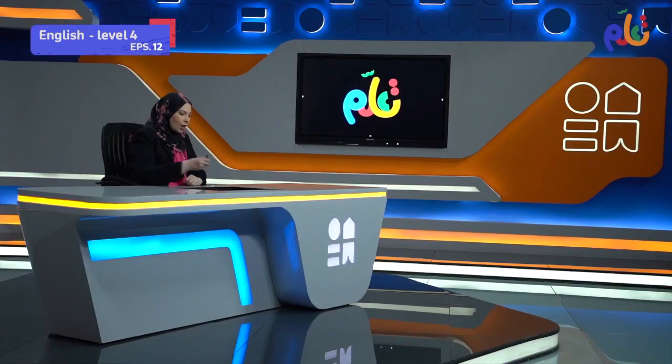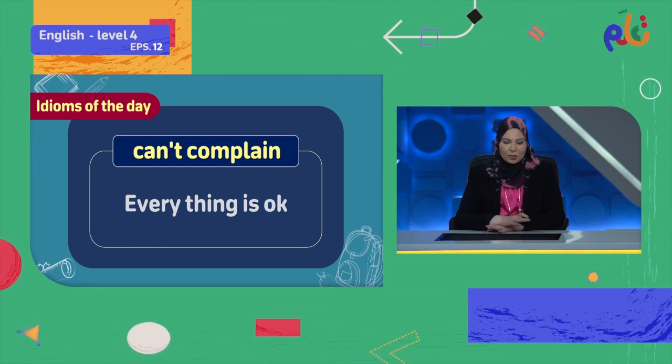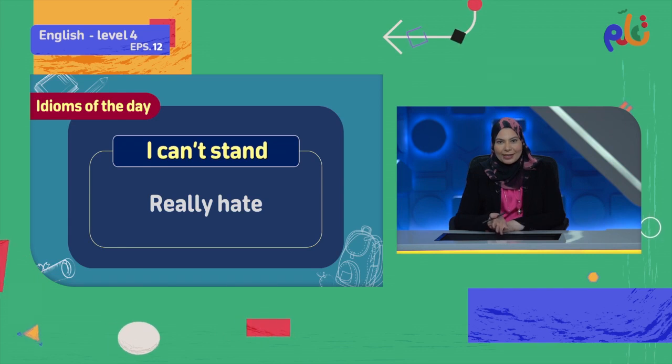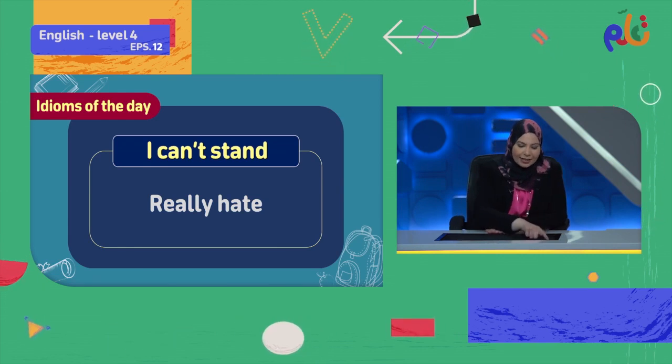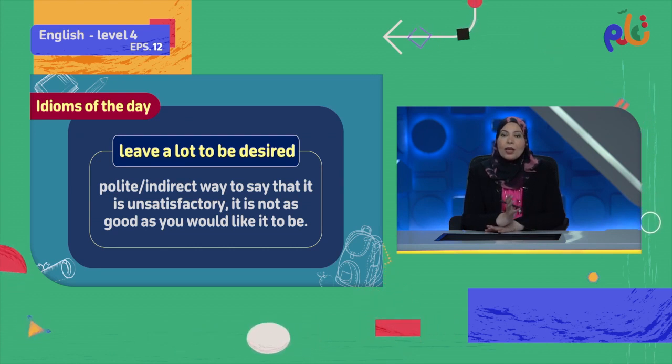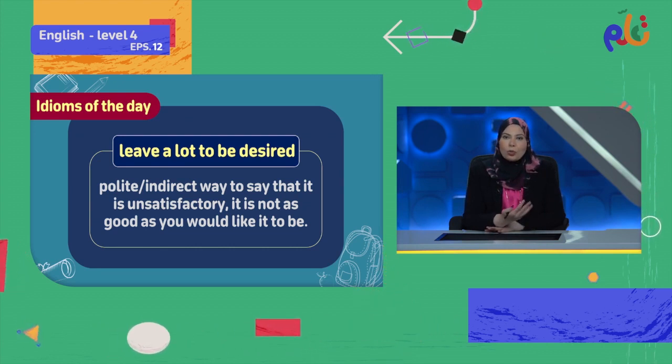So let's look at our first idiom, which is somehow connected either by words or by meaning to the idea of bad services and complaints. So the first idiom that we have today is can't complain, which means everything is okay. And the second idiom, can't stand, which means I really hate. And the last idiom, which is leave a lot to be desired, which means it wasn't satisfactory or it wasn't up to my expectations. Let's now start and look at complaints.